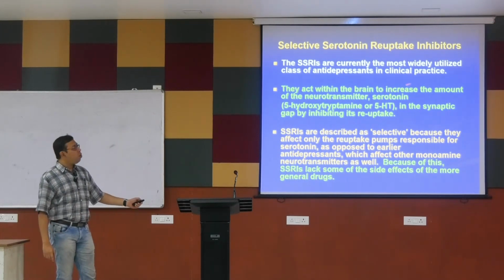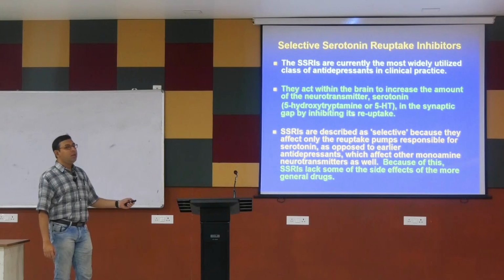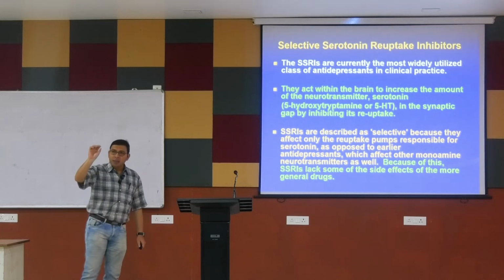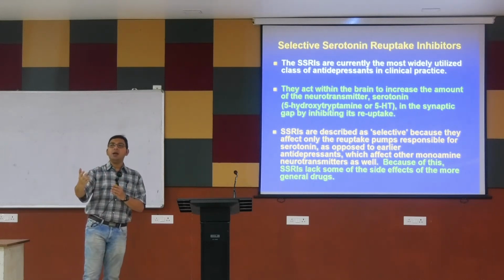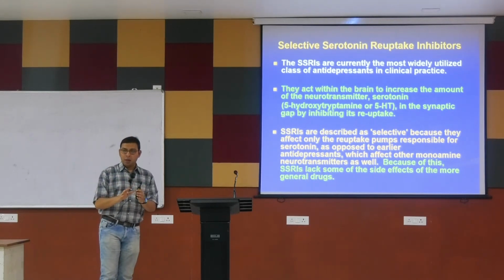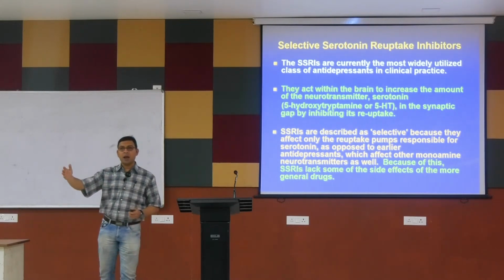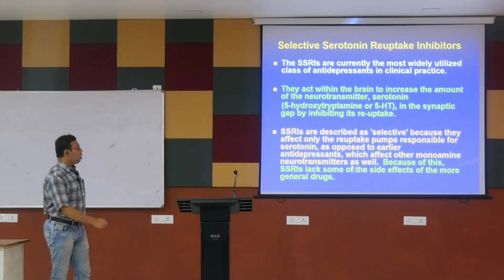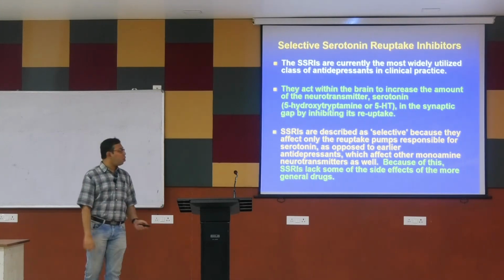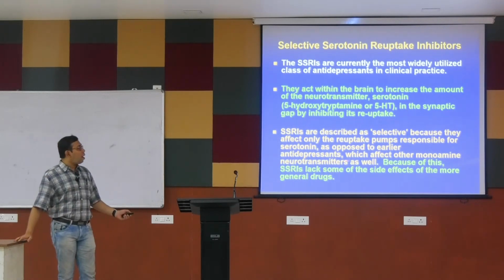They act within the brain to increase the amount of the neurotransmitter serotonin, 5-hydroxytryptamine, in the synaptic gap by inhibiting its reuptake. That's why they are called selective serotonin reuptake inhibitors, because they selectively inhibit the reuptake of serotonin and their effect on other neurotransmitters is less. Because of this, the side effects are also less in comparison to tricyclic antidepressants or monoamine oxidase inhibitors. They are described as selective because they affect only the reuptake pumps responsible for serotonin, as opposed to earlier antidepressants like tricyclic antidepressants which can affect other monoamines also.